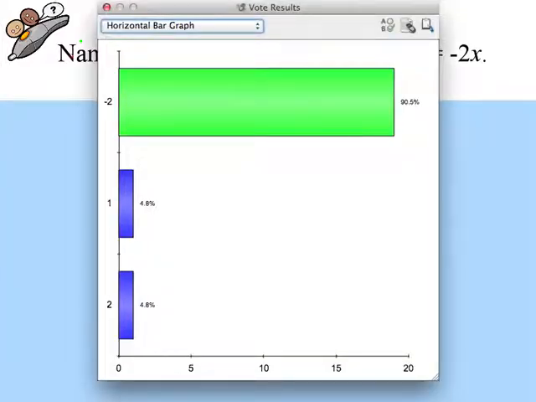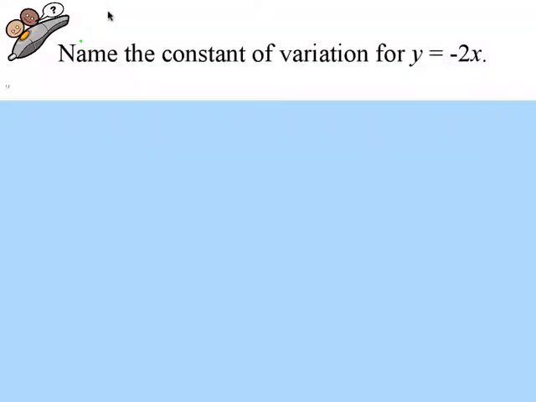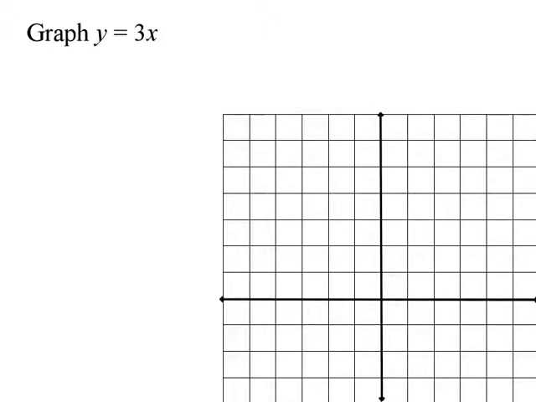Okay, so the answer is -2 because what did we say that the constant of variation is? The number before x. That's all it is. Okay? Not a hard problem. Okay, just look and you should know what the constant of variation is. So real quick, what would the constant of variation be here in this problem? 3. Okay, it's the number in front of x.